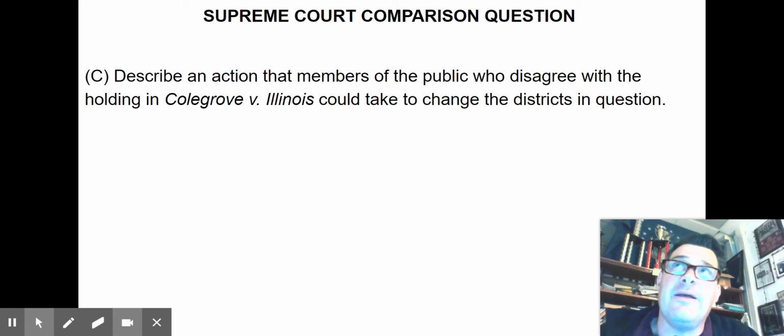So think about why it was different and why the Supreme Court ruled against Colgrove. What could Colgrove, or someone who was interested, do in order to change the situation in Illinois? That's what you want to write about. So take a moment and try to write a sentence or two that answers that question, and I'll share with you some possibilities that I had.